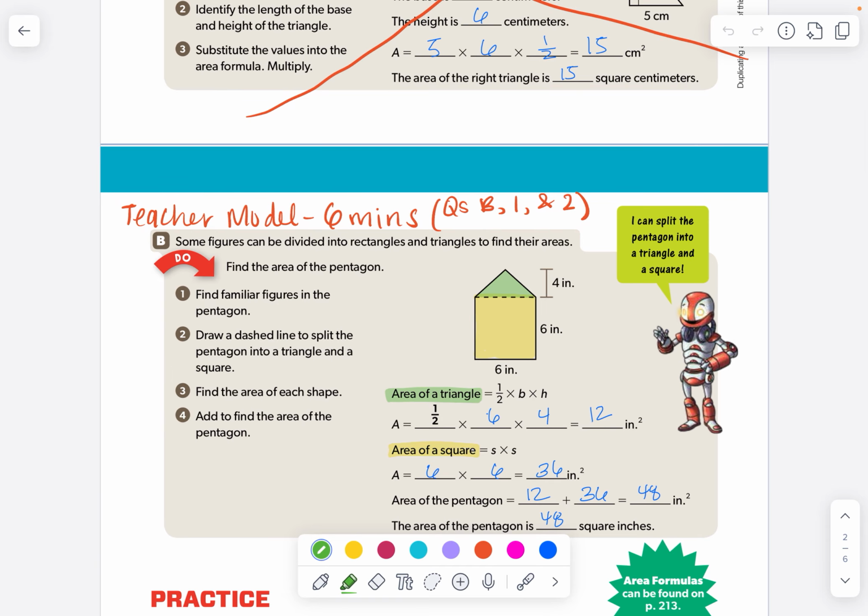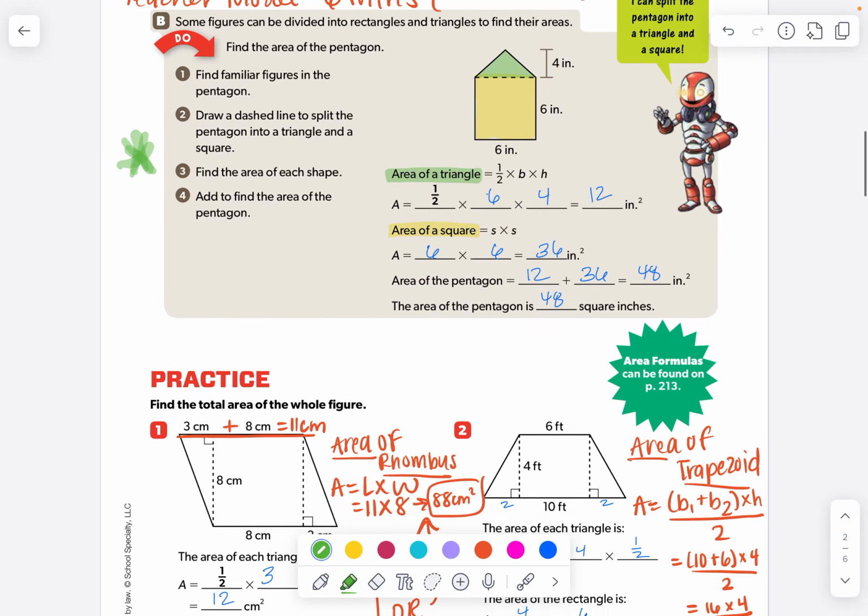And so one thing you can show students is that you can divide figures into rectangles and triangles to find the area. And so I do want you to model this question for them. Let them find the area of the green part, which is a triangle, using the triangle formula, and then let them find the area of the square. And then say, okay, but this is just the area of the triangle and this is just the area of the square. How do I find the area of the entire figure? We would have to add them together.